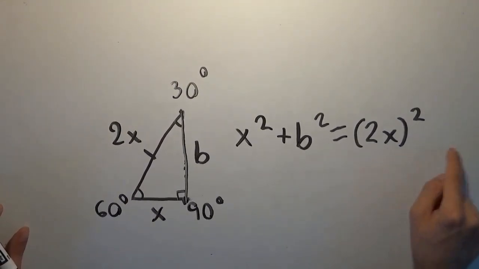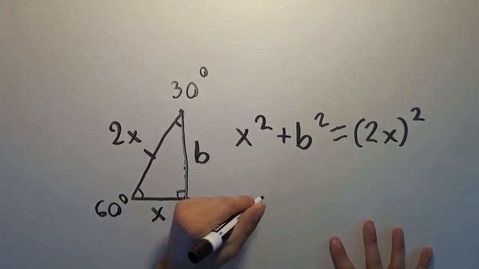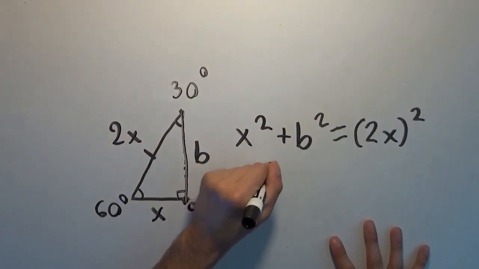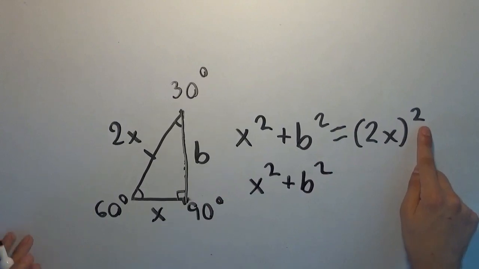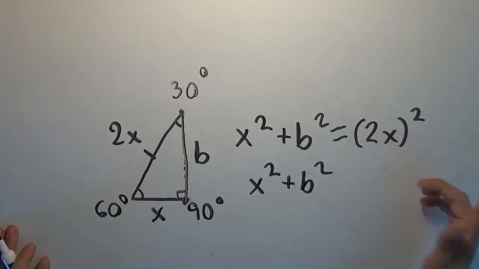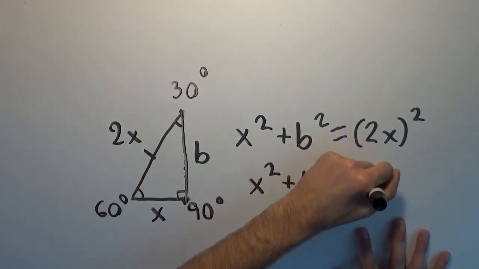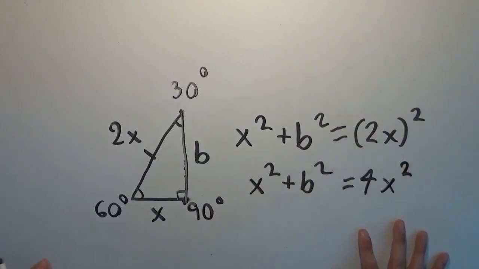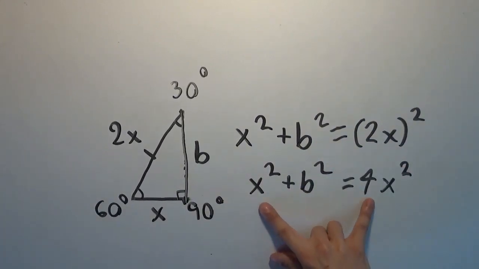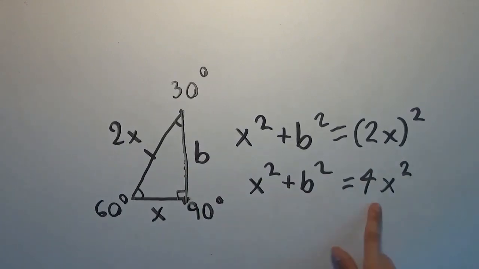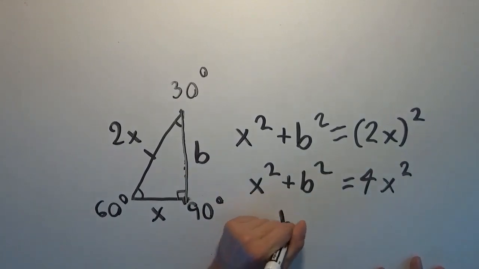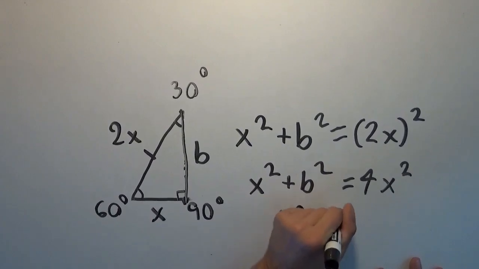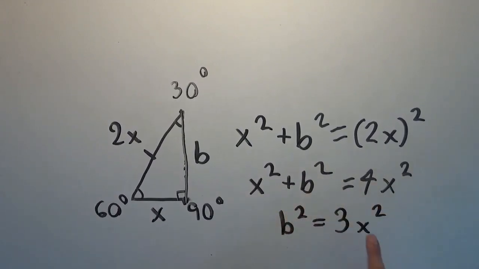So this can be simplified. We can distribute the power, and we get x squared plus b squared equals, distributing the power, 2 squared is 4, and then there's x squared, so this is equal to 4x squared. Okay? Now we're just going to combine like terms. X squared moves over, and we subtract it from both sides, and we get that b squared is equal to 3x squared. Because there's 4 of them over here, we're taking one of them away, so we're left with 3.